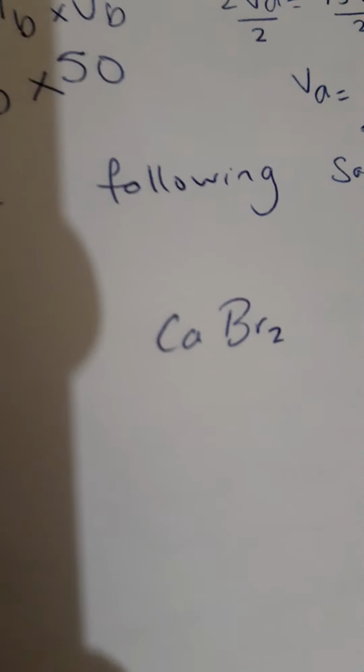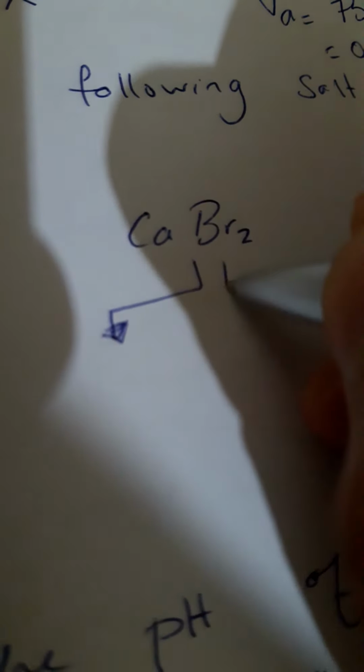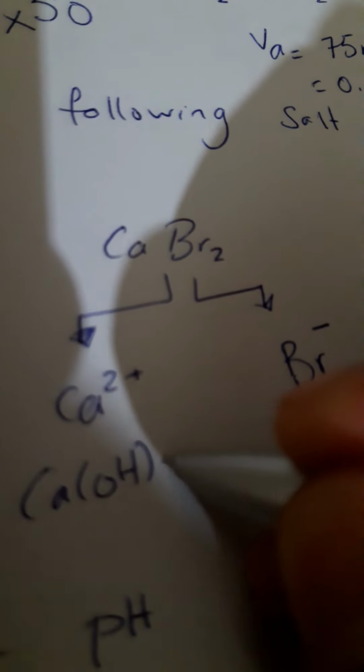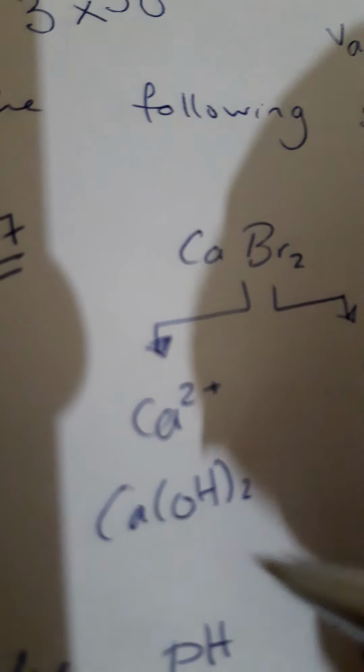Okay, let's see another one. Calcium bromide, CaBr2. Again, break it down into its ions. You have Ca2 plus and Br minus. Ca2 plus, give it hydroxide ions to have Ca(OH)2. Br minus, give it hydrogen ions to have HBr. As you should know, HBr is a strong acid and calcium hydroxide is also a strong base.